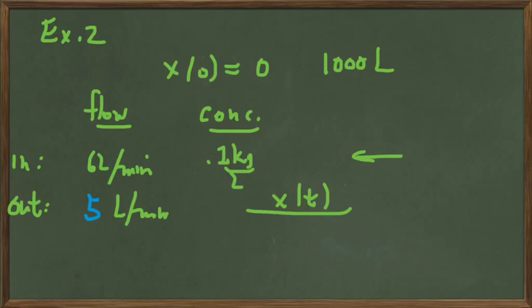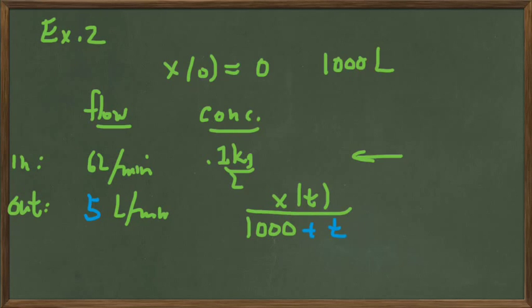Now, remember the initial amount of fluid was 1,000 liters, but every minute we add a liter of fluid, because we have 6 liters coming in and only 5 liters going out. So after 1 minute, 1 liter we add. After 2 minutes, 2 liters we add. After t minutes, we add t liters, right?